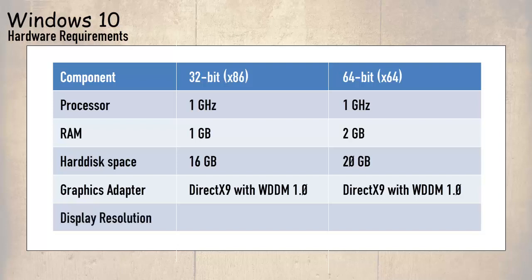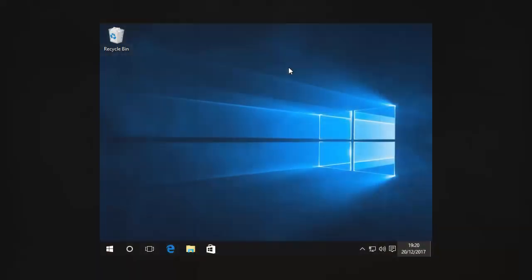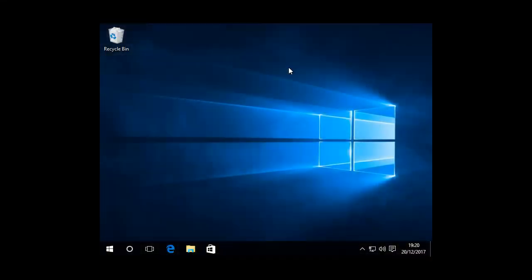Finally is the screen resolution. In both versions the screen resolution should be 800 by 600 pixels. Once again, this is a very old standard, since most current monitors should have no problem displaying 1280 by 720.